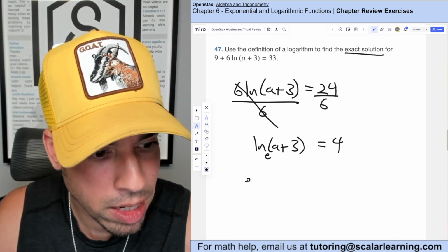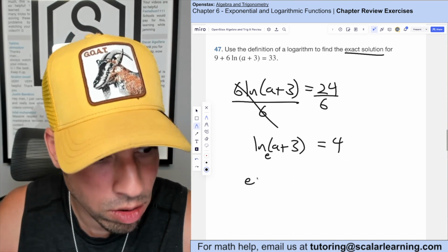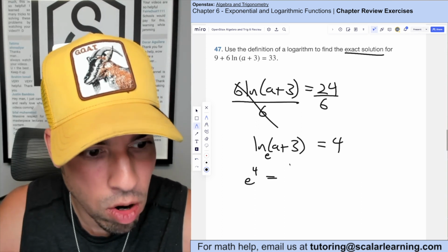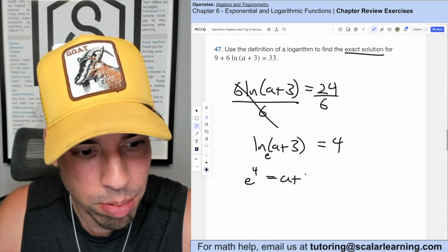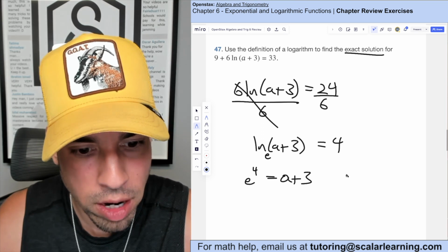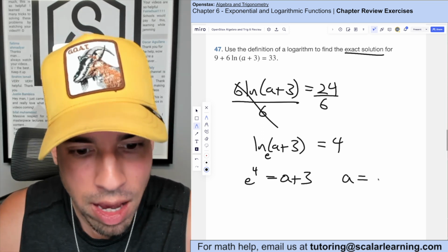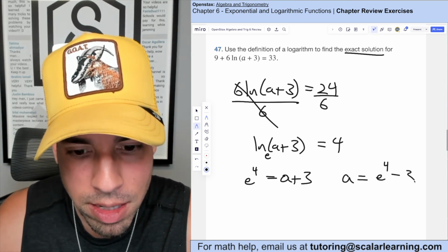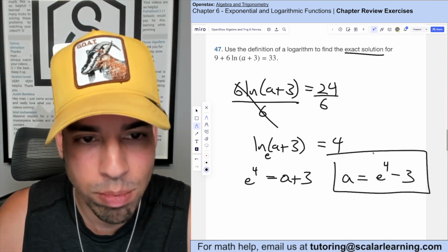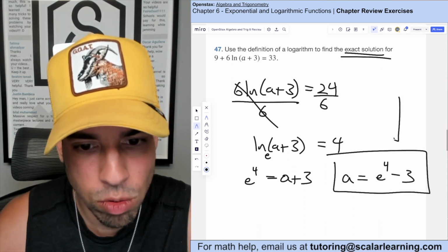Now I'm going to convert it to its exponential equivalent, knowing that ln is really log base e. So we take that base, we raise it to this power on the other side of the equal sign and set it equal to the argument of the natural log, which is a plus 3. Last but not least, we're going to subtract 3 from both sides, and we get a equals e to the 4th minus 3. And we're not going to get an approximation. They want the exact solution, so this is it.